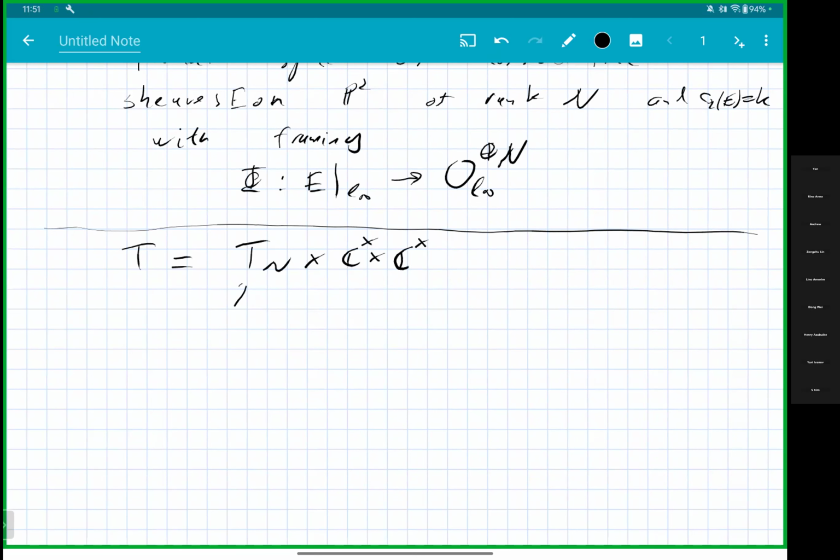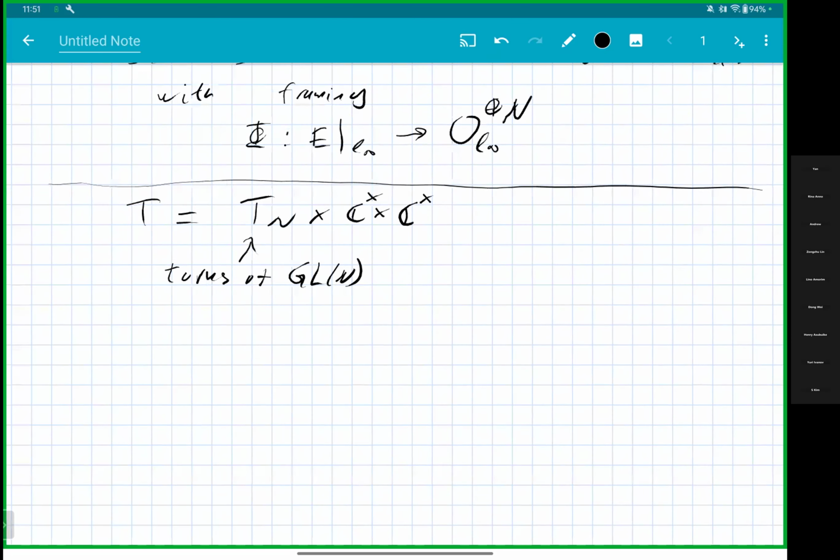So Tn is a torus of GLN acting on this framing by changing trivialization, and this torus comes from the action on P2.